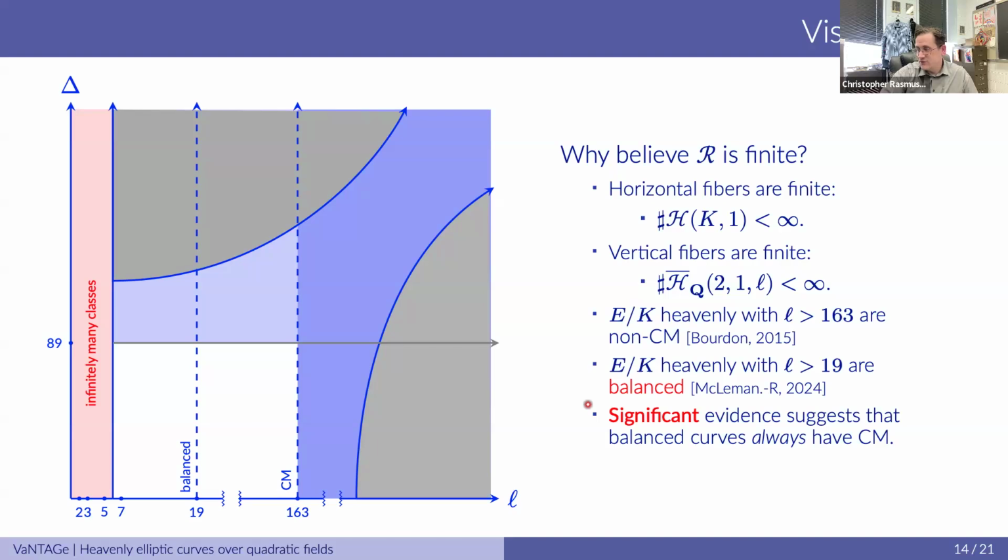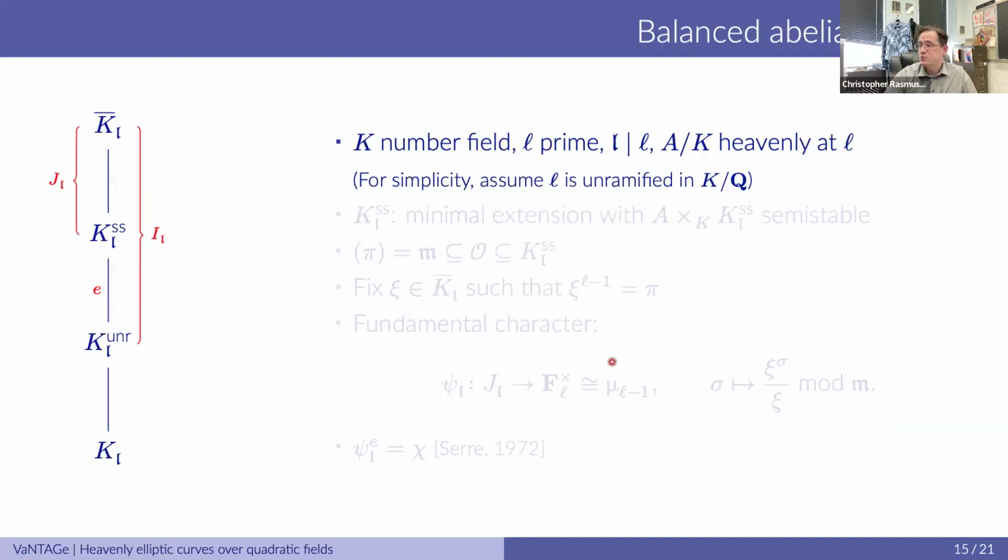All right. So bold claims require bold evidence. So I will try and explain why I believe there's significant evidence for this and how we might go about investigating it further. So I have to think a little bit more carefully about the structure of abelian varieties here to describe the next condition. So let's suppose we have a number field K, and we pick a rational prime L, and I'll take some prime of K over L. And let's assume A is a heavenly abelian variety right now, heavenly at L over K.